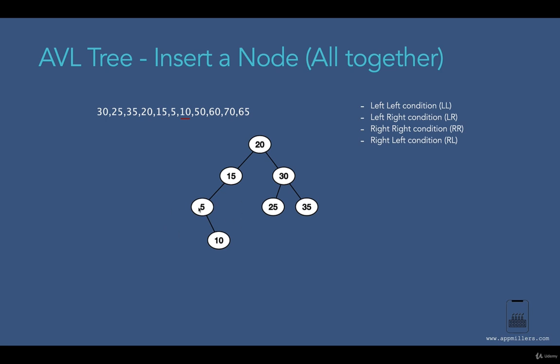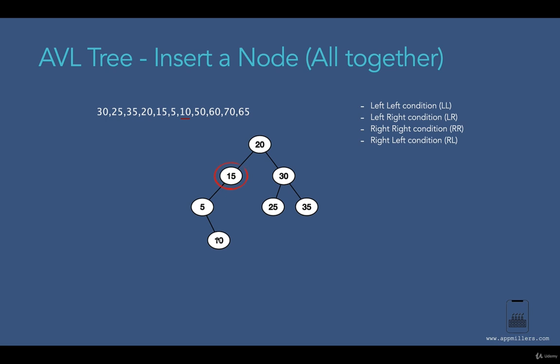Now after addition, we are checking 5. 5 is balanced node, so we are continuing to the 15. So in this case, we see that for 15 the left subtree's height is 2, and the right subtree's height is 0. So this means that 15 over here is disbalanced node. Now after finding the disbalanced node, the next step that we are going to do, we need to identify the condition.